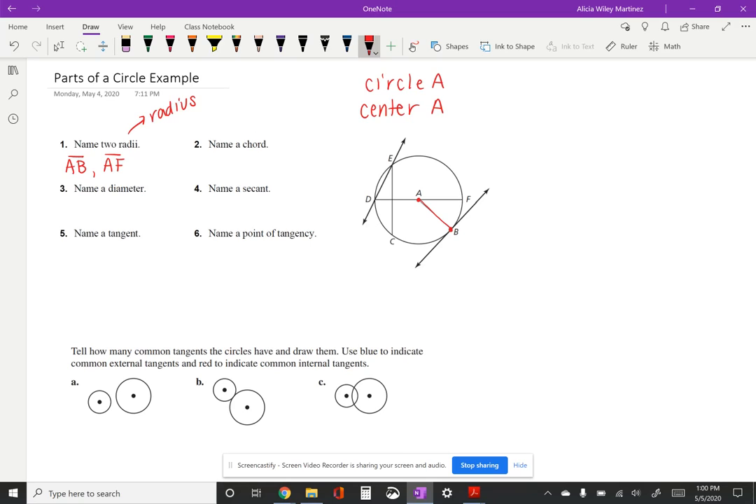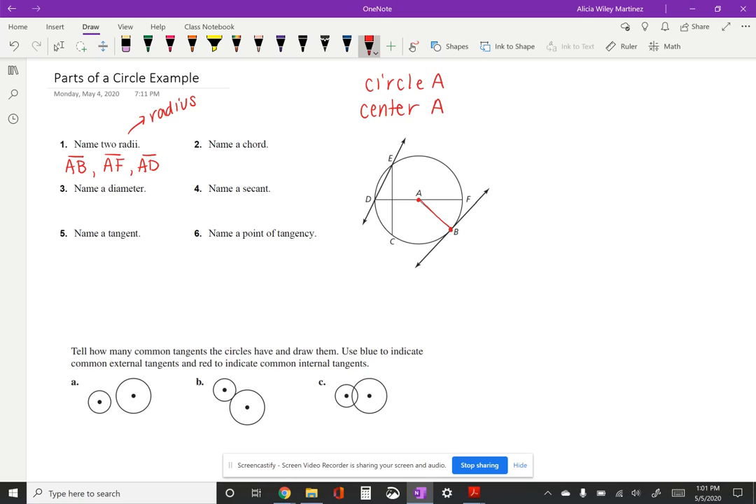And if you wanted to name a third one, you could, because there is another radius going from A to D. So radius AD. Now, the next thing that they ask for is a chord. A chord is a segment whose endpoints are on the circle. So let's look for a segment whose endpoints are on the circle.